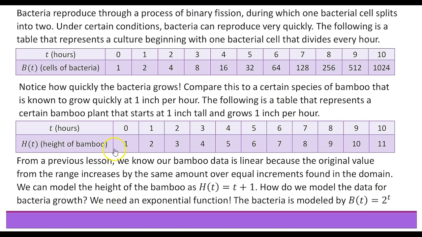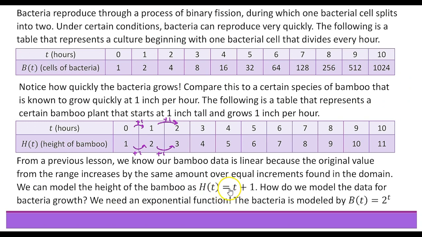So let's pause and think about that. So we have the values in the range increase by the same increment. So they're going up by +1 every time. And that happens over equal increments in the domain. So my domain is going up by 1 hour every time. +1, +1.